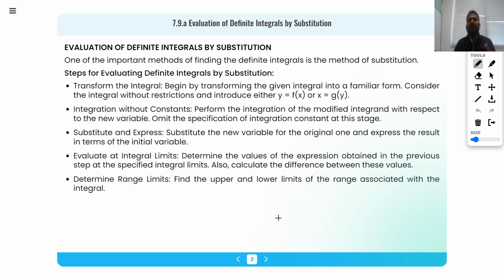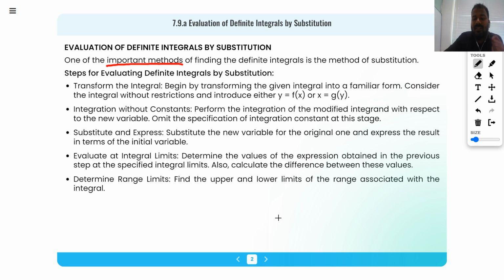Now in this case, you can see here that integration by substitution is one of the most important methods. Why? Because if you're not going to take the help of substitution, the problem will be more lengthy, more time consuming, as well as more confusing. So in order to get rid of that confusion and to reduce the time, we are going to use a beautiful method called substitution.